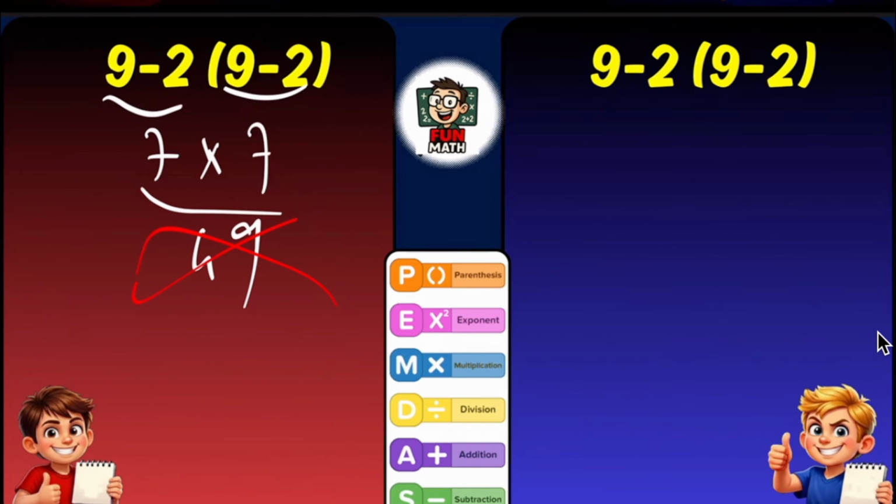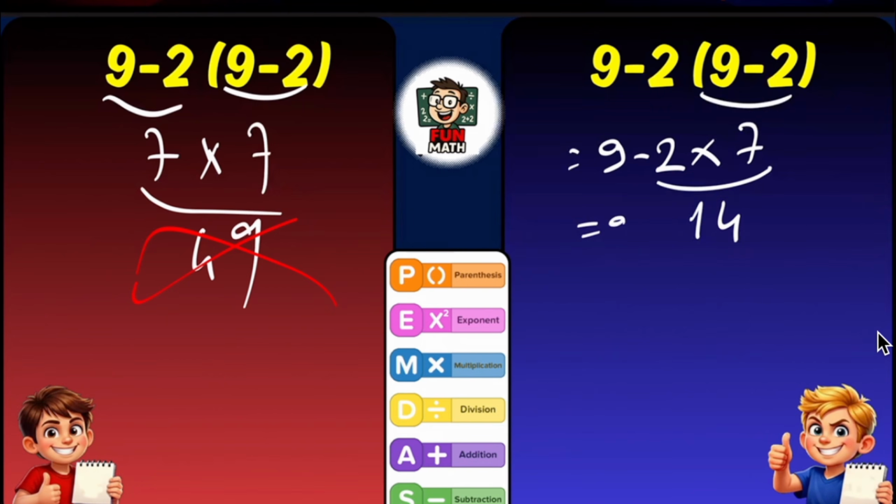First parenthesis, 9 minus 2 equals 7. Multiplication. Now there are subtraction and multiplication. First, multiplication. 2 times 7 equals 14. Finally, subtraction. 9 minus 14 equals negative 5. The correct answer will be negative 5.